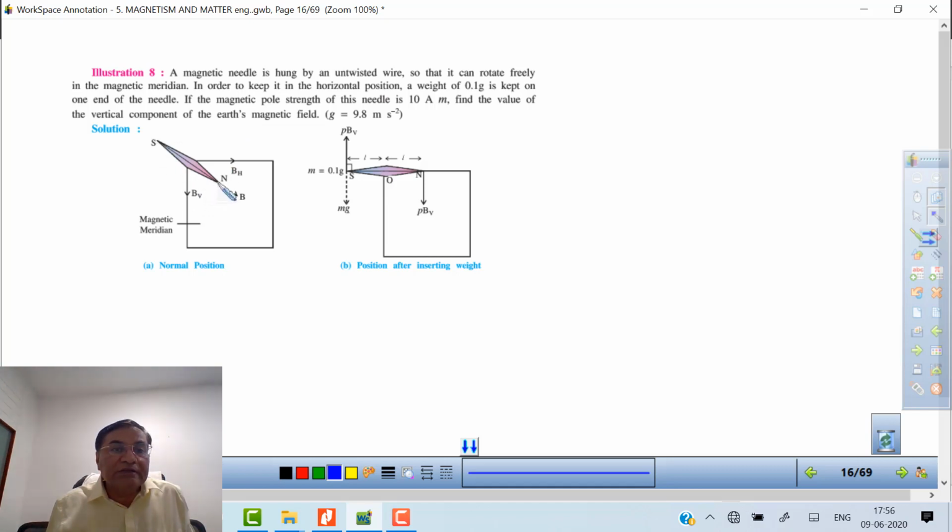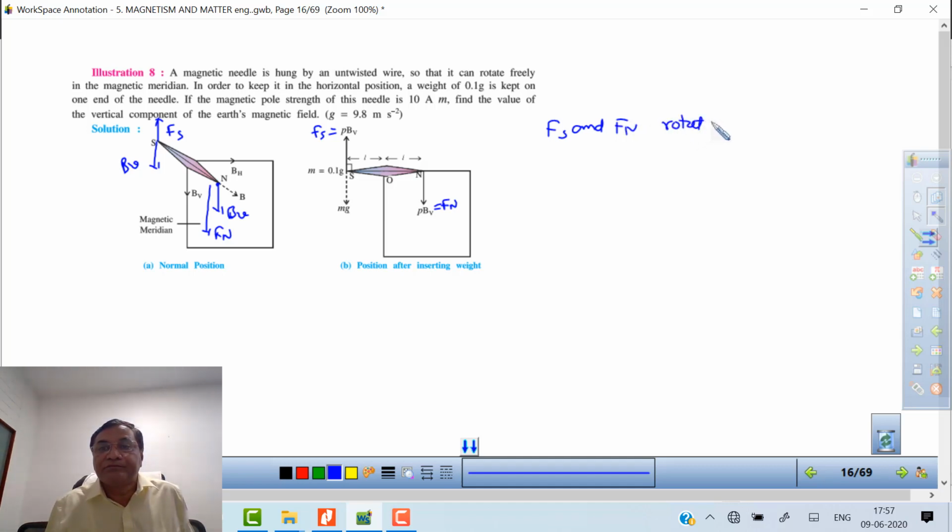So here the Earth's magnetic field will be downward, I call it BV. Here BV on the south pole means the force will act upward. This is BV, but the force on S is a downward force, which we call Fn. And we are putting one weight, already shown here. So we put the mass here, and mg will act downward. So this is one force, that is Fs, and this is Fn. Force is equal to pole strength into magnetic field, and mg acts downward. So we have three forces, Fs and Fn.